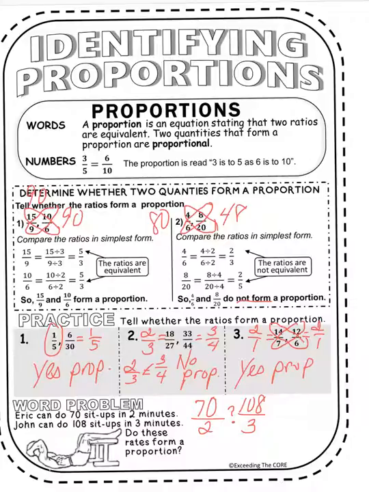I can either cross-multiply, or I could just simplify. I think I want to multiply. I know that 7 times 3 is 21, but then I have to add a 0, so 210. I know that 2 times 100 is 200, and I know 2 times 8 is 16. Does 210 equal 216? No. So these do not form a proportion. These are not proportional.